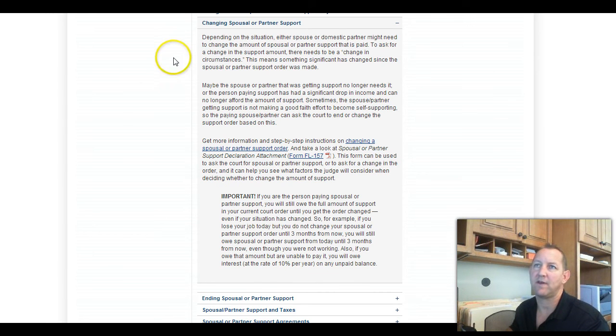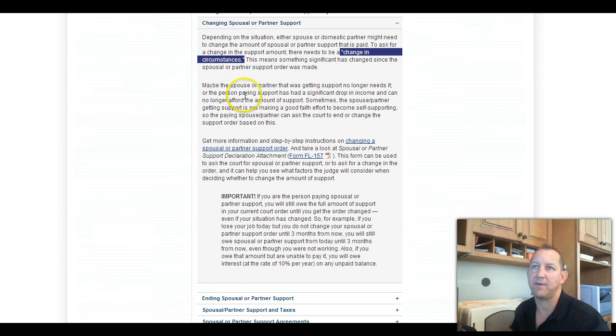So the court says here, depending on the situation, either spouse might need to change the amount of spousal or partner support that is to be paid. To ask for a change in the support amount, there needs to be a change in circumstances. So this is what you want to key in on here, change in circumstances. And what they're referring to is that something significant has changed since the spousal support order was made.